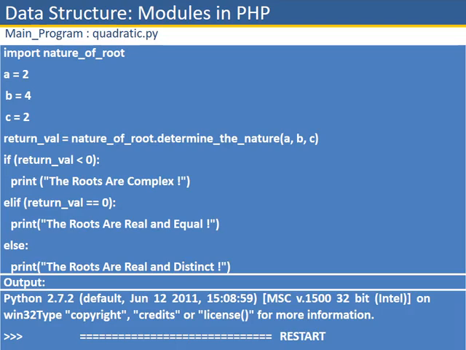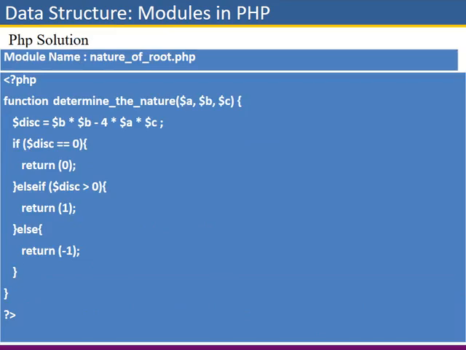And we have the conditional statement. If the return value is less than 0, we print the roots are complex. Else if the return value is equal to 0, print the roots are real and equal. Else print the roots are real and distinct. This way, we have the output.